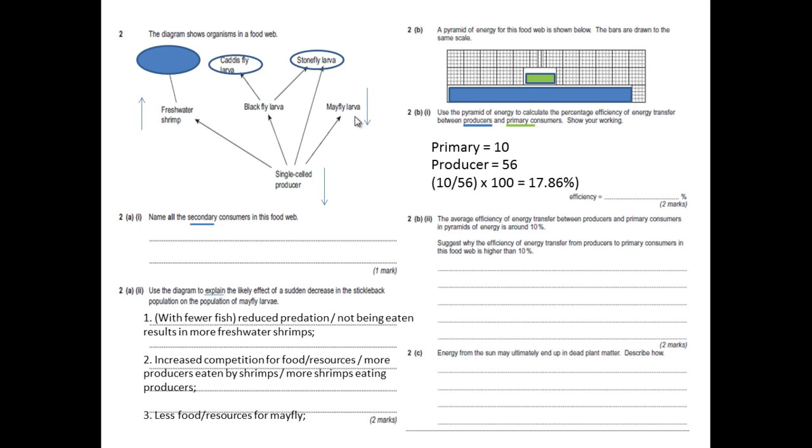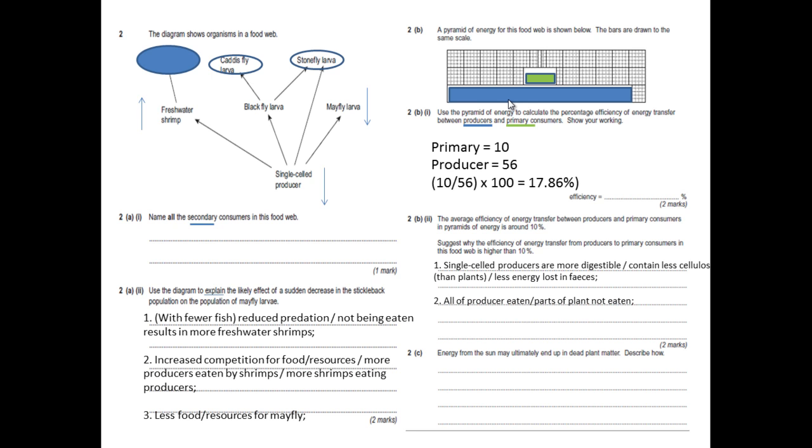2b part 2. The average efficiency of energy transfer between producers and primary consumers in pyramids is around 10%. Suggest why the efficiency of energy transfer from producers to primary consumers in this food web is higher than 10%. So, something along the lines of the single cell producers are more digestible, and so they lose less energy in faeces and things like that. And so, obviously, referencing the fact that more of the producer gets consumed or isn't passed out as faeces or excreted would gain a mark there.